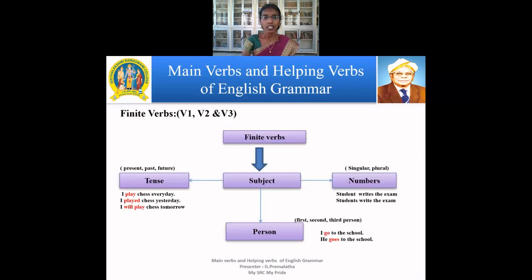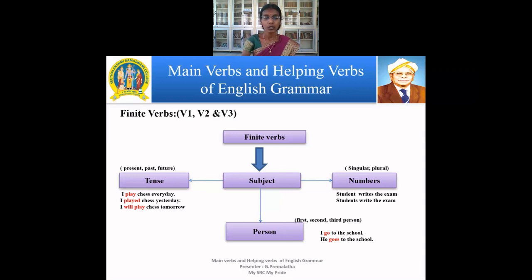Next one, finite verbs. V1, V2, V3. These three categories come under the category of finite verbs. Finite verbs are used in three places. First, to denote tense, second, to denote number, and third, to denote the person, whether it is first person, second person or third person.